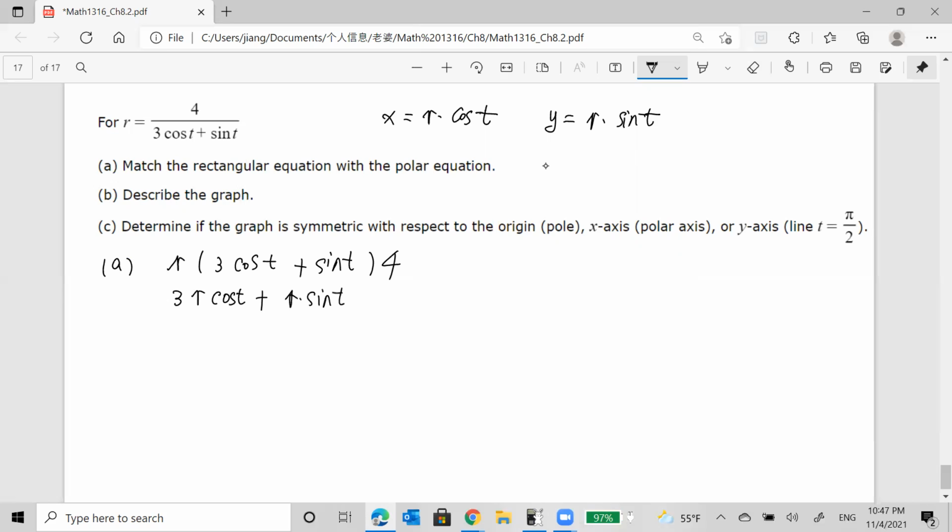That gives 3 r cosine t plus r sine t equals 4. We have learned that x equals r times cosine t, y equals r times sine t. So this one is 3x, plus this is y, equals 4. Is this a line you have learned in algebra class? Yes, this is a line. I can move the 3x to the other side: y equals negative 3x plus 4.